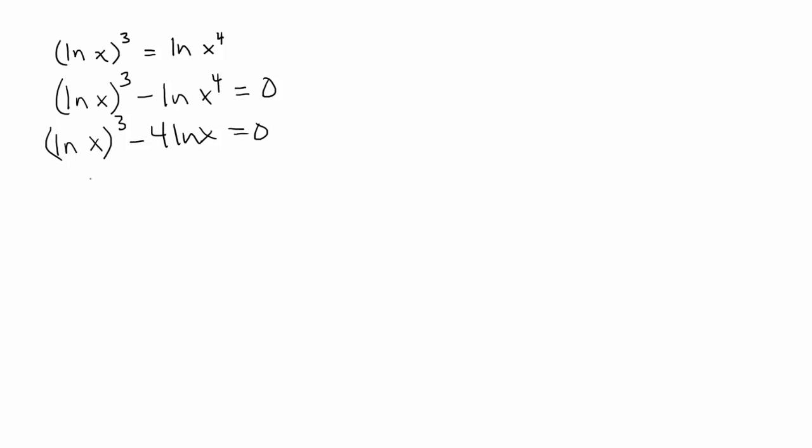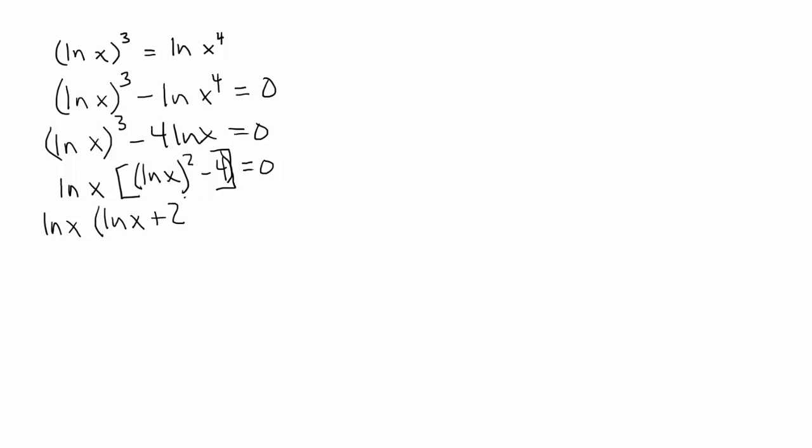And now I'm going to factor ln of x out. So I have ln of x times ln of x squared minus 4 is equal to 0. And now we have a perfect square inside. I can rewrite that as ln of x plus 2 and ln of x minus 2 is equal to 0.